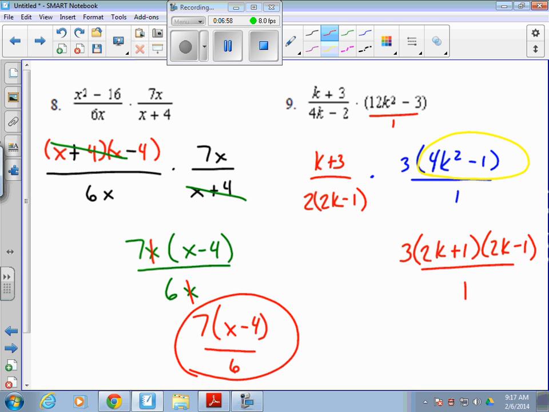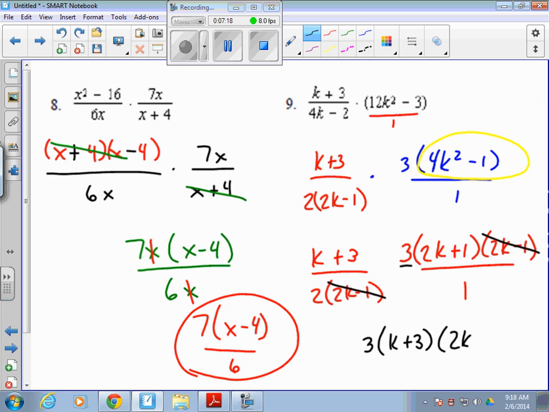So that's over 1. We'll bring the rest of it down where we can see everything, k plus 3 over 2 times 2k minus 1, and we can see what we have to cancel out at that point. They both have 2k minus 1 in common. So now we have, just to put the monomial first, 3 times k plus 3 times 2k plus 1 over, all we have left on the bottom is 2. And again, it gets back to what I told you about not knowing exactly when you finish. Am I supposed to FOIL that out? No, that's what you have to do right there. There's nothing else you can do to cancel that out.